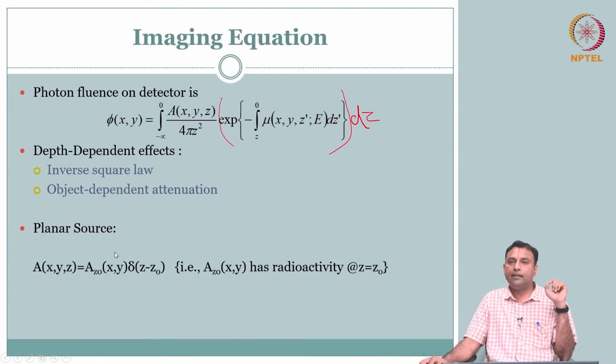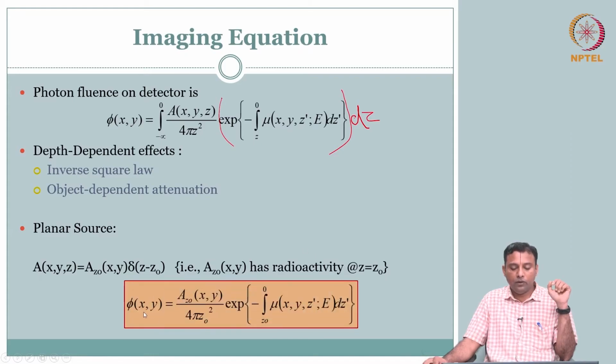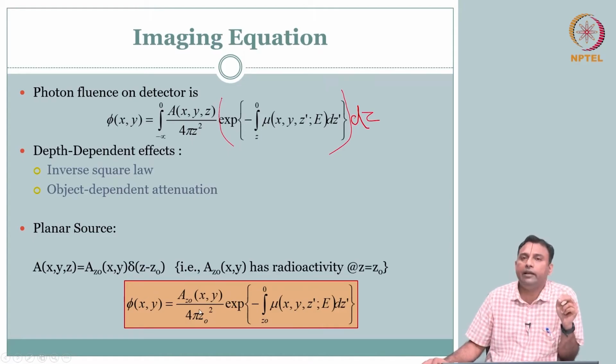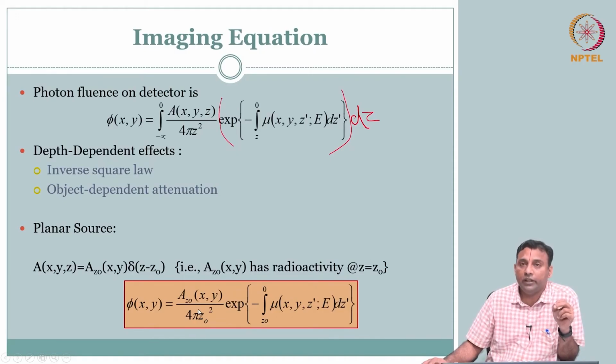To some extent this seems to simplify, because at least one integral I can reduce. So now I have my phi of x comma y as A(z naught). This z is gone, so that integral is gone. So you get this equation. This is reasonable. A couple of things that we need to appreciate: it looks very similar to your projection radiography, but for one complication.